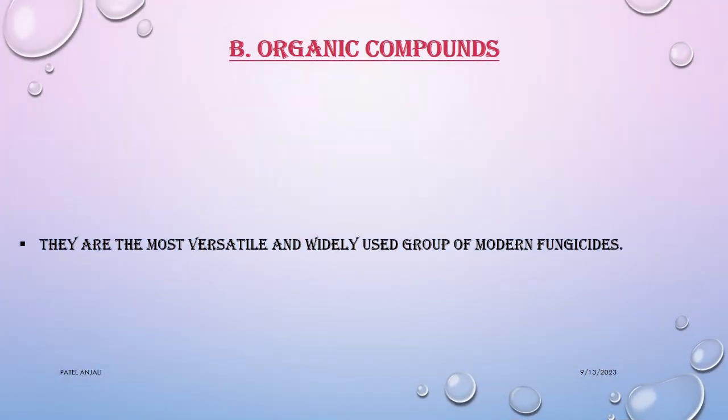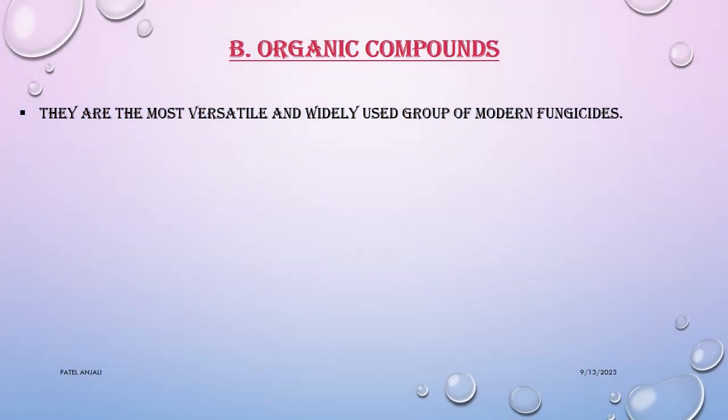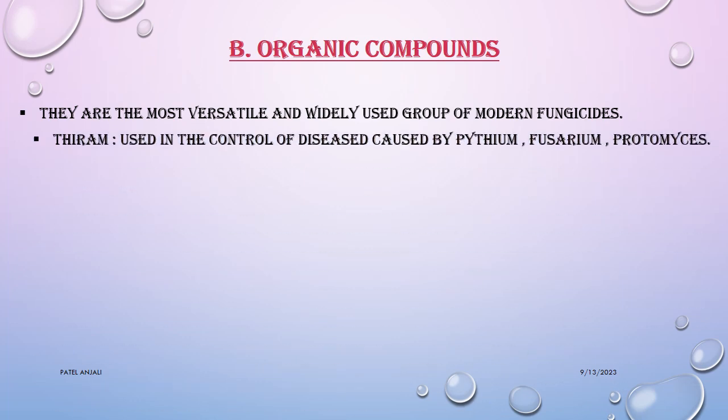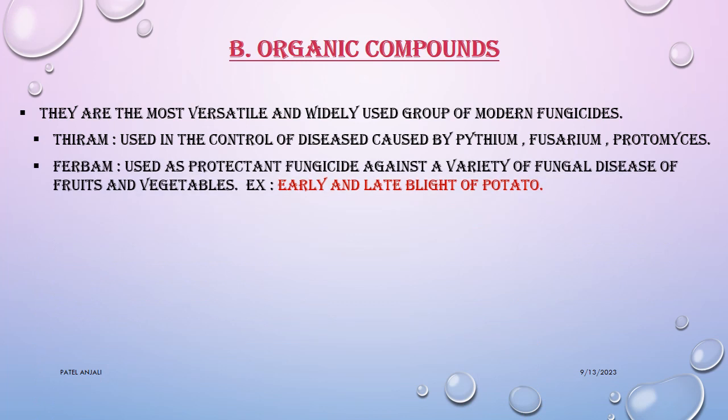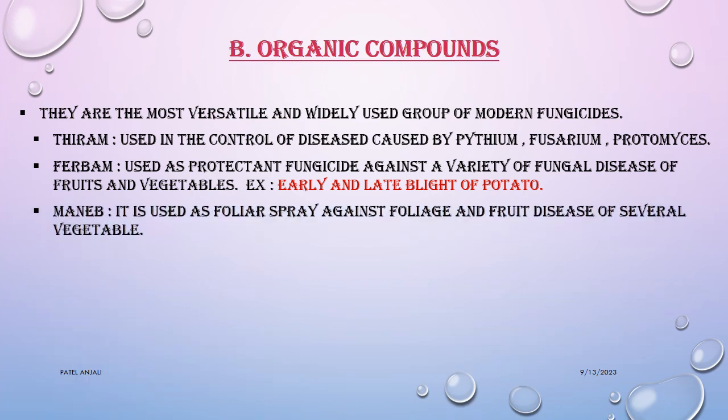Organic compounds are the most versatile and widely used group of modern fungicides. Thiram is used in the control of diseases caused by Pythium, Fusarium, Protomyces. Ferbam is used as a protectant fungicide against a variety of fungal diseases of fruits and vegetables, for example, early blight and late blight of potato. Maneb is used as a foliar spray against foliage and fruit diseases of several vegetables.